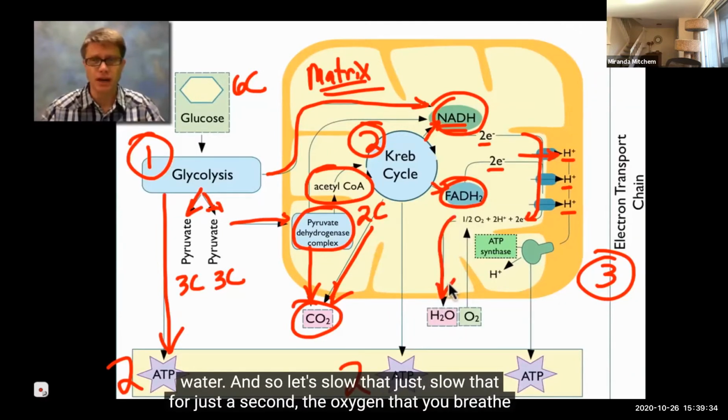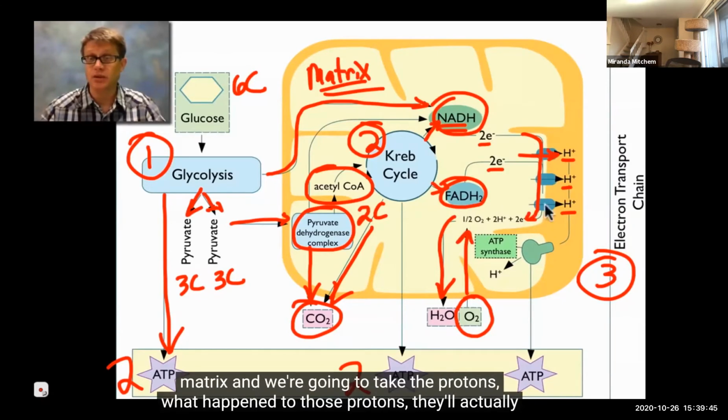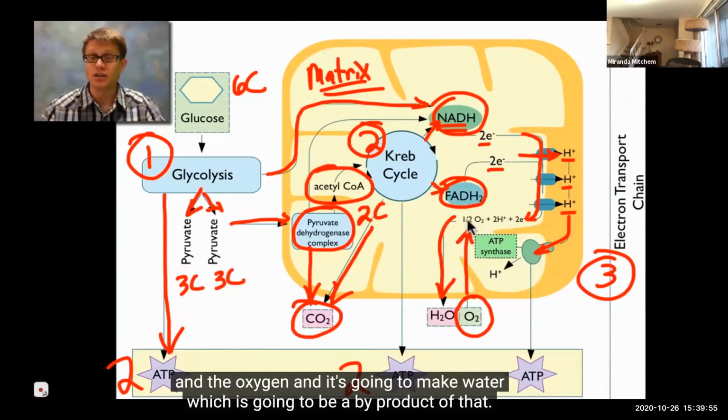And so let's slow that for just a second. The oxygen that you breathe is moving in here, and it's going to be that last electron acceptor right in here in the matrix, and we're going to take the protons. What happened to those protons? They'll actually flow through a protein called ATP synthase. Those protons will combine with the electrons and the oxygen, and it's going to make water, which is going to be a byproduct of that.